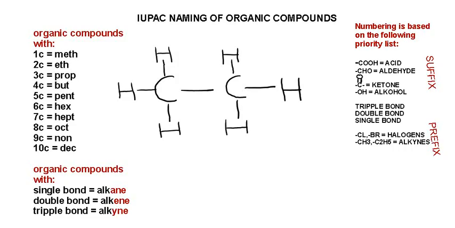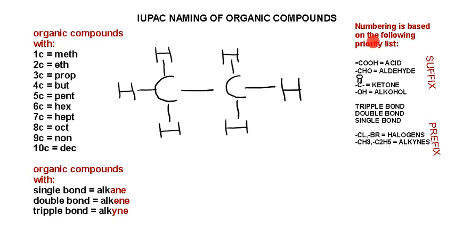Remember, I also told you about organic compounds with single bonds. They are called alkanes. Organic compounds with double bonds are called alkenes. Organic compounds with triple bonds are called alkynes. Also, remember, I talked to you about numbering lists.